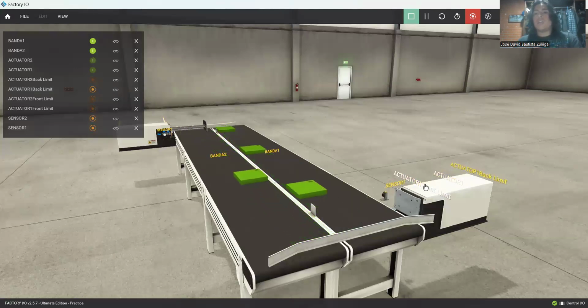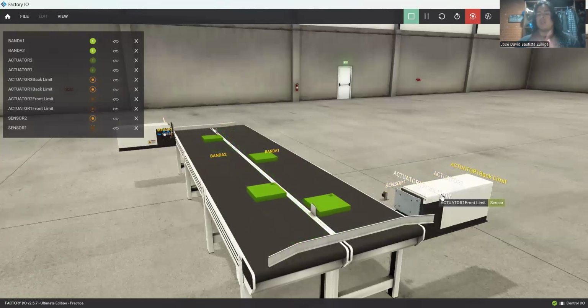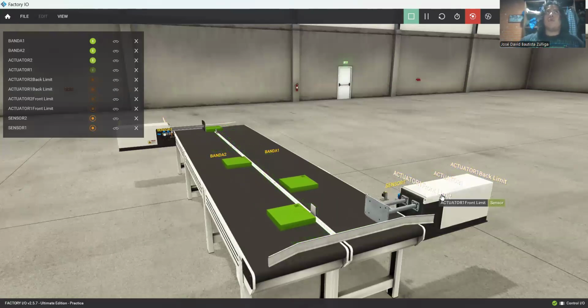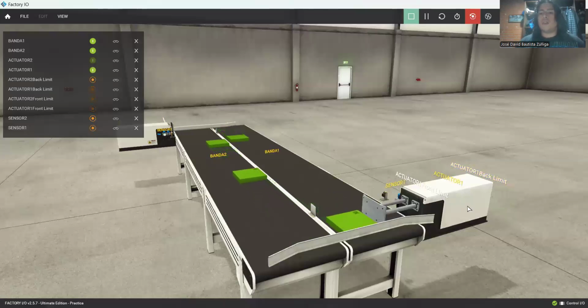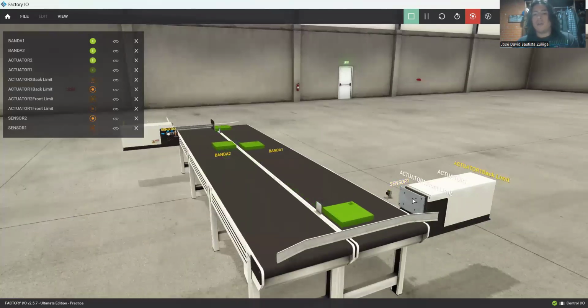The sensors inside the pushers are going to trigger the bands and also the retroactive motion of the pusher. So it goes back to the original position, and that's it. It's basically an infinite loop. It sends it, pushes back, and that's it.